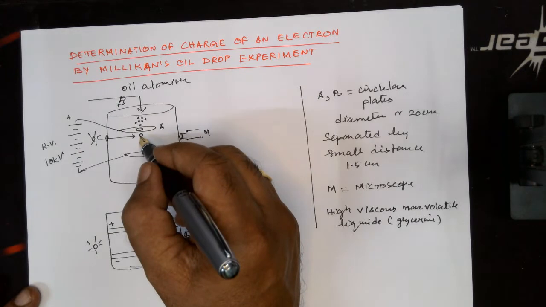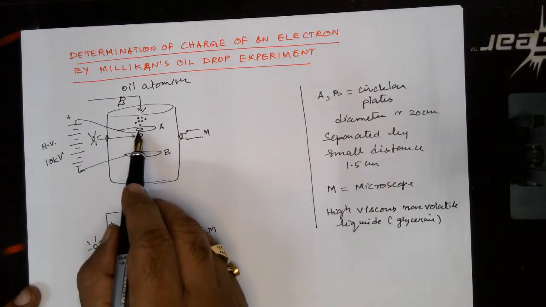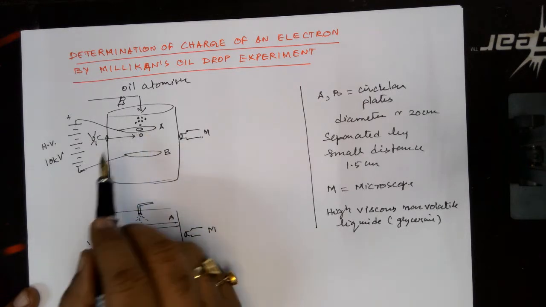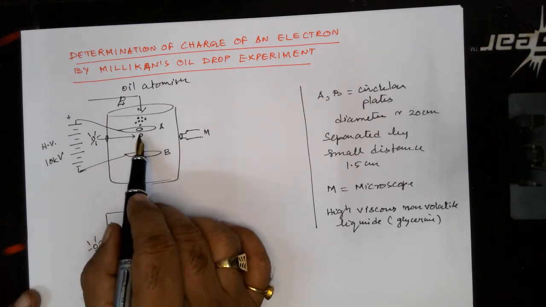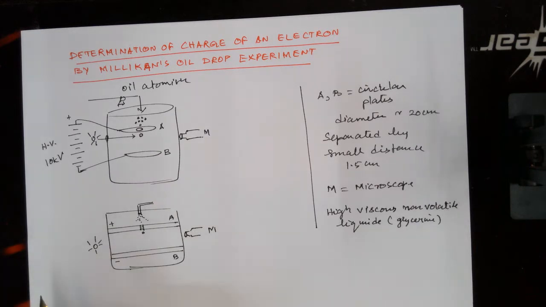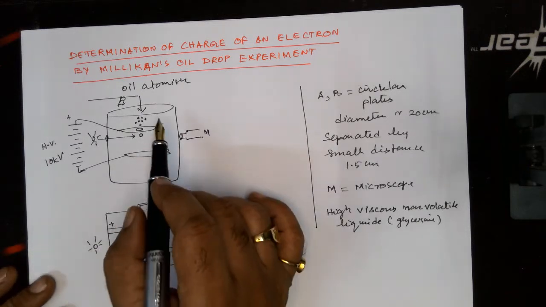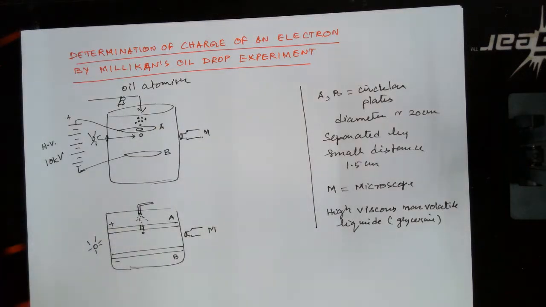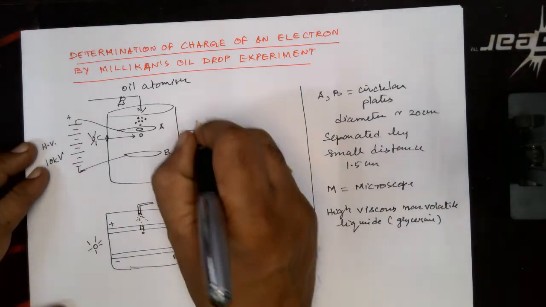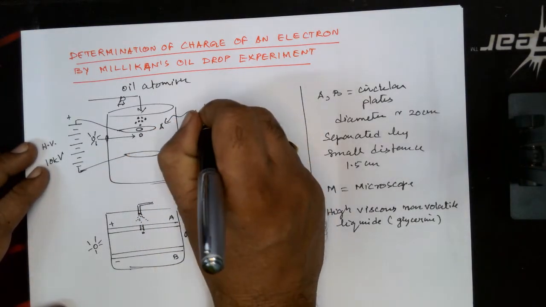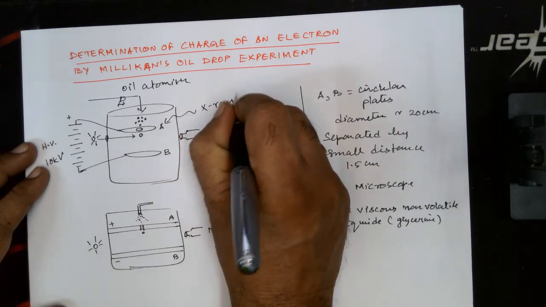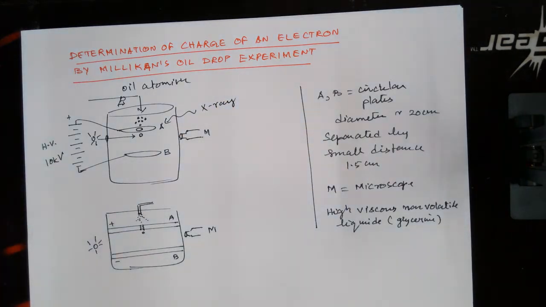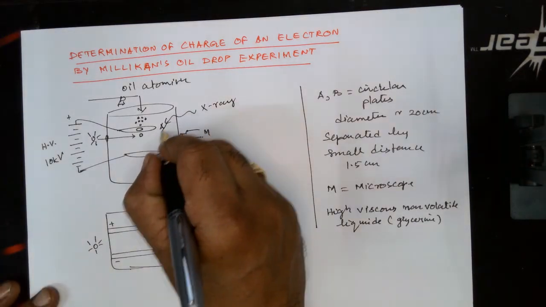They can fall freely downward through the top hole, falling under the influence of gravity. Few oil drops in the chamber can acquire electric charge, that is negative charge, because of the friction with air, and also by passage of X-ray. We can pass X-ray also in order to charge them between the plates.